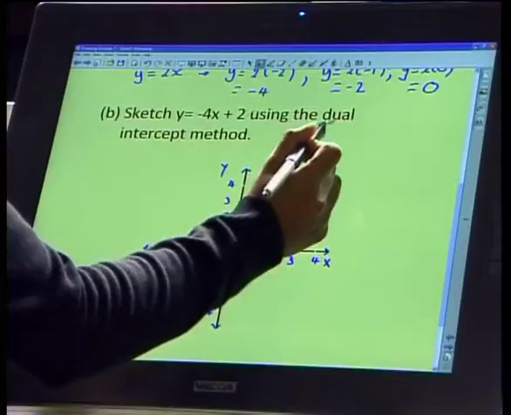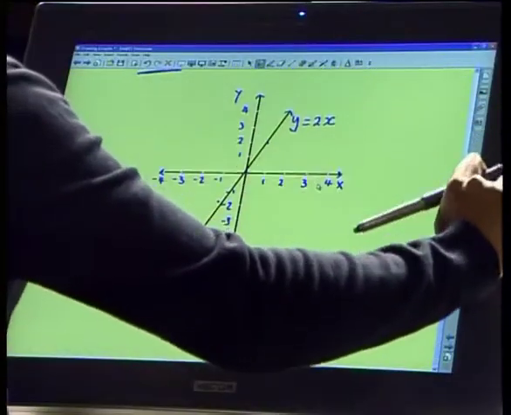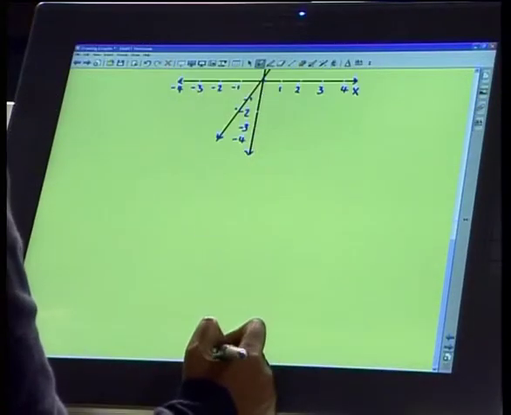Now, in the B part, they say sketch the graph y is equal to minus 4x plus 2, but here they say use the dual intercept method. Remember at the beginning of the section I told you we were going to look at two different methods of sketching. We've just done the table method in the A part of this question. Now we're going to use the dual intercept method, which is another way to draw a straight line.